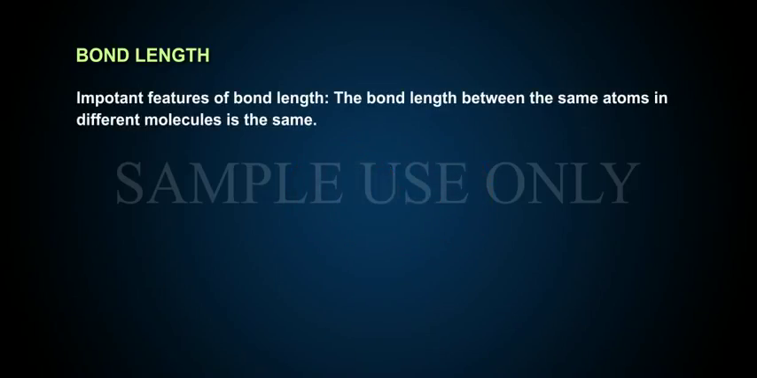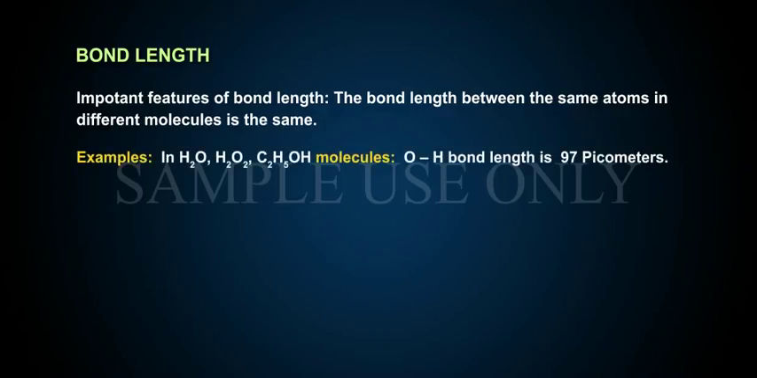Important features of bond length. The bond length between the same atoms in different molecules is the same. Examples: in H2O, H2O2, C2H5OH molecules, O-H bond length is 97 picometers.